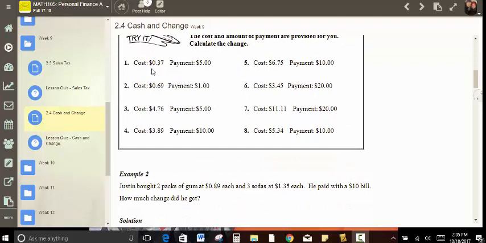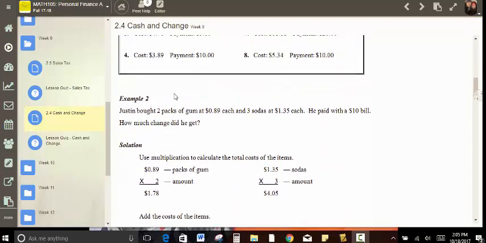And all of these are examples of that. So if you give them $5, it's only 37 cents. How much change should you get back? But then as we get down to the second part of it, you have to make sure that you're reading the question carefully. So this first part, it says, Justin bought 2 packs of gum for 89 cents each, and then 3 sodas at $1.35 each.